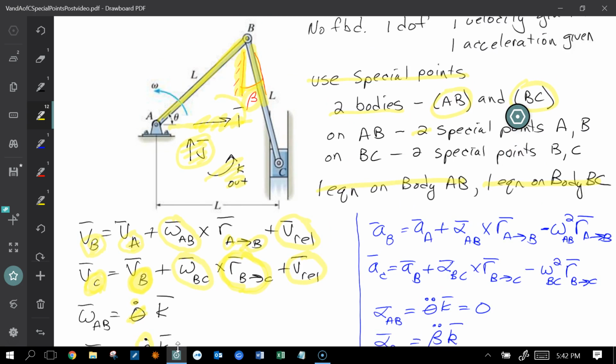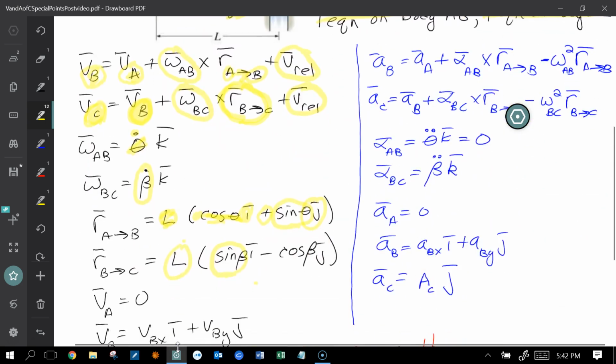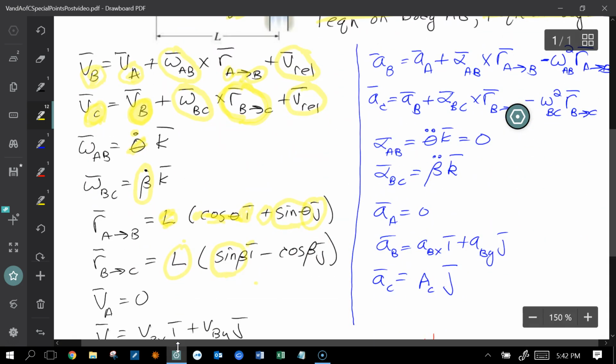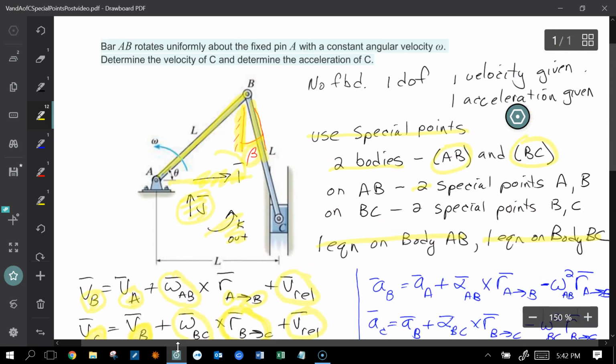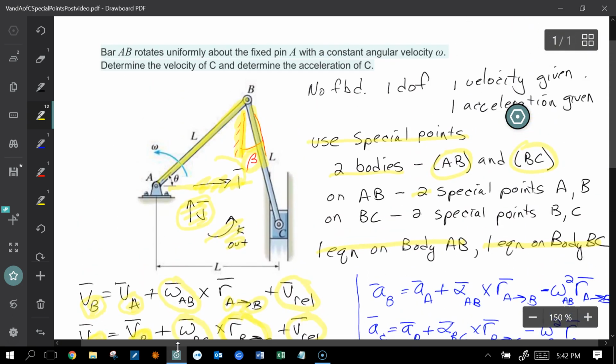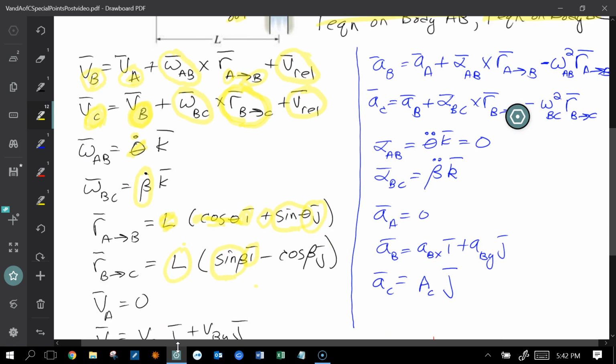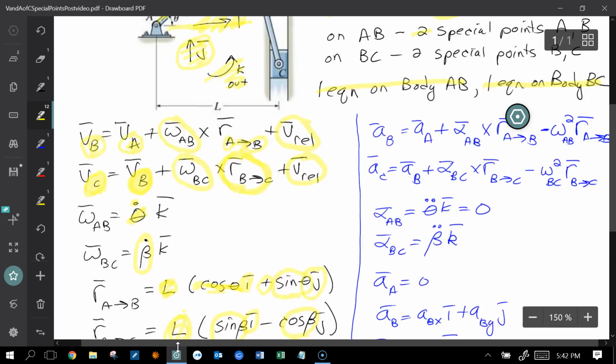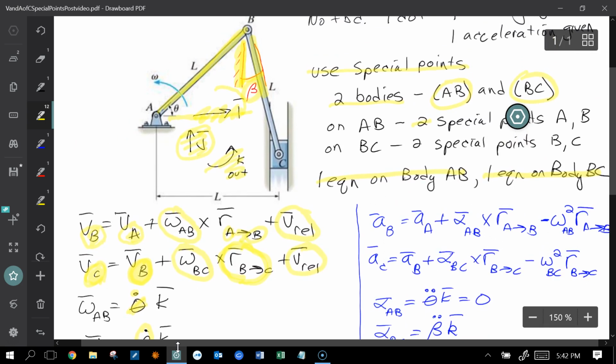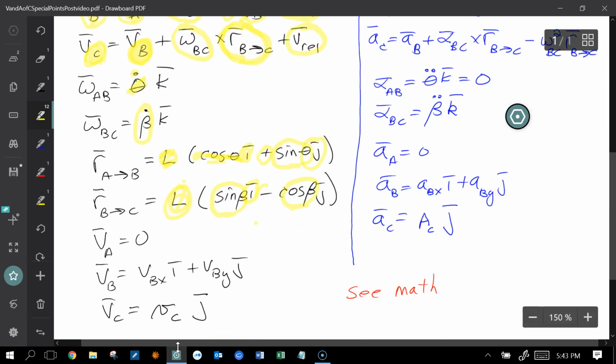Did you go right or left when you're walking from B to C? You went right. That's a positive I. You go a vertical distance. How far vertically? You go L cosine of beta. That's the vertical distance. Did you go up or down? You went down. That's a negative J. So now you have those.